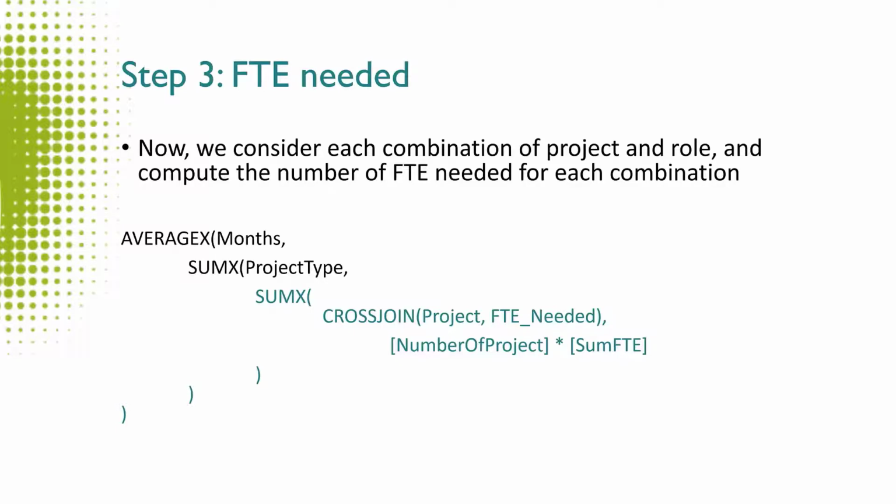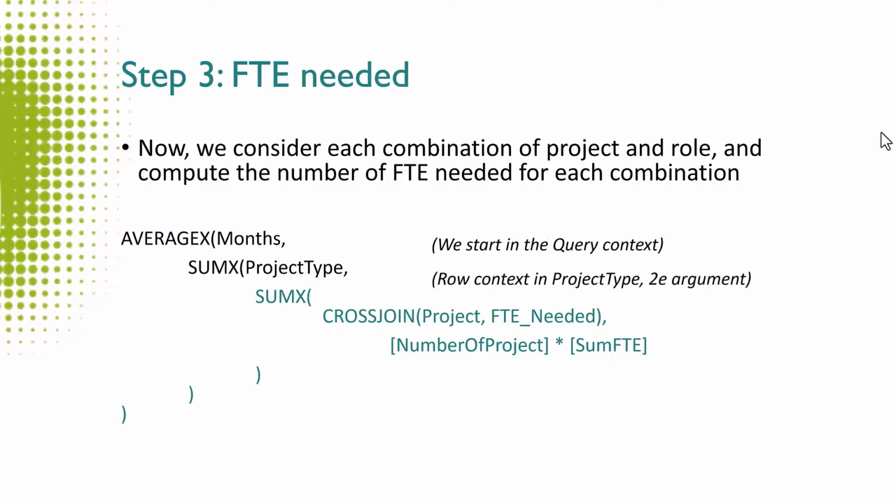The things you need to keep in mind with this is what's happening to our context. As said, in the AVERAGEX, we start in the query context, but with the SUMX, although it's the second argument, is my project type still in row context. And the last one, and you needn't be surprised, although we start with the SUMX, and you might expect that it is the query context we are in.